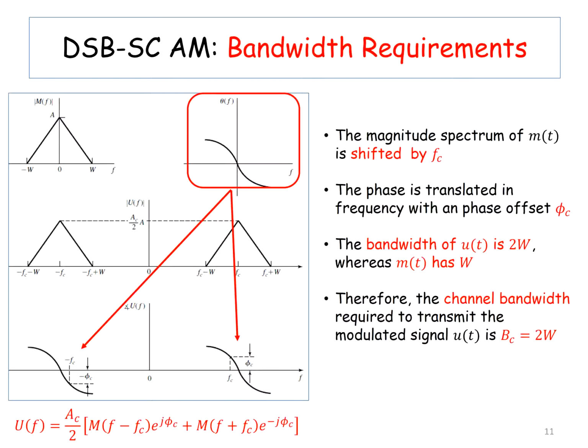The figure reveals that the bandwidth of the modulated signal U of t is 2W, while the message bandwidth is just W. Therefore, the channel bandwidth required to transmit the modulated signal is 2W.